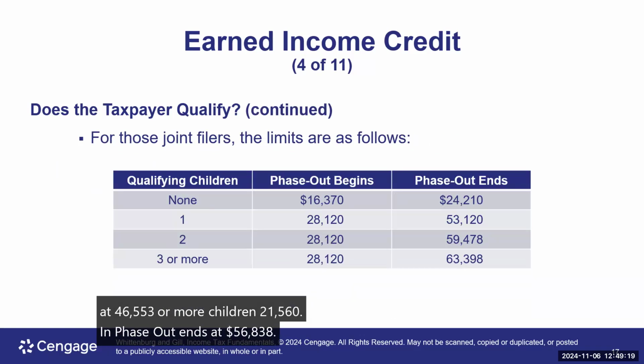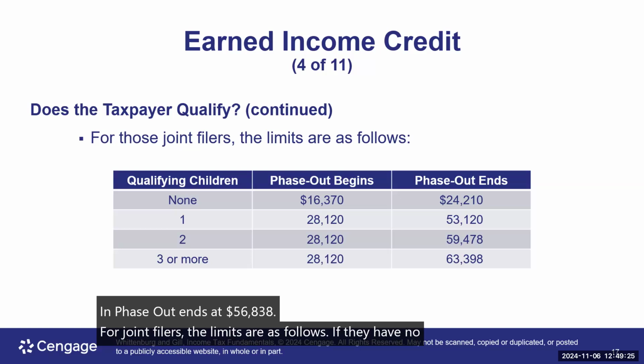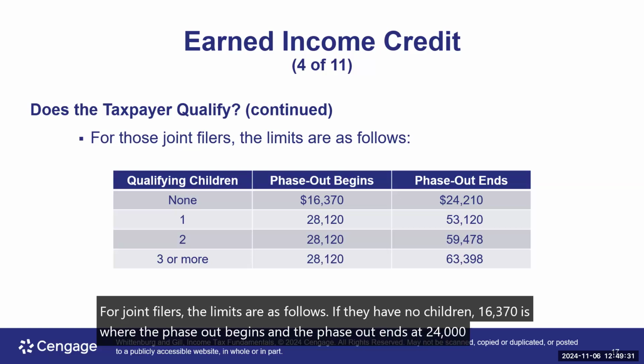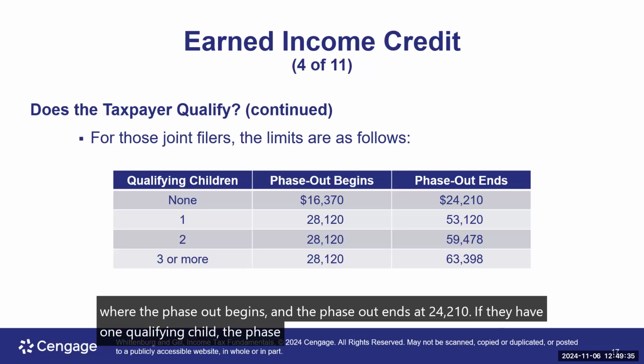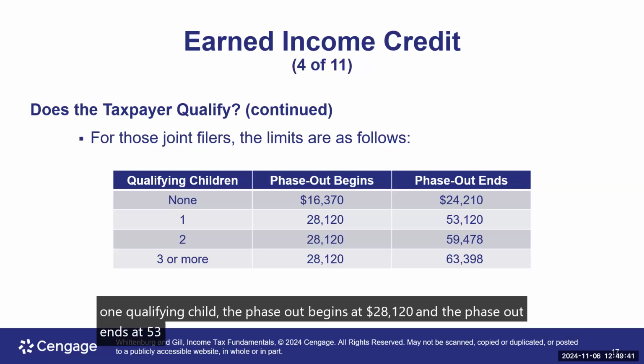$56,838. For joint filers, the limits are as follows. If they have no children, $16,370 is where the phase out begins and the phase out ends at $24,210. If they have one qualifying child, the phase out begins at $28,120 and the phase out ends at $53,120.